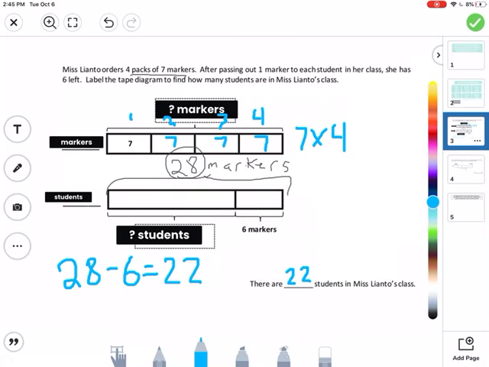So this is a 2-part problem, right? We had to figure out what the amount of 4 packs of 7 markers were, and we did that using a tape diagram right here. And then we had to figure out, after she passed out 1 marker to each student in her class, that she had 6 left. So we had to take 6 and subtract it from 28 to figure out how many students we had. We have 22 students.